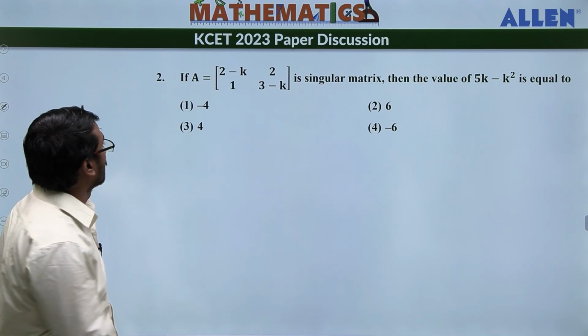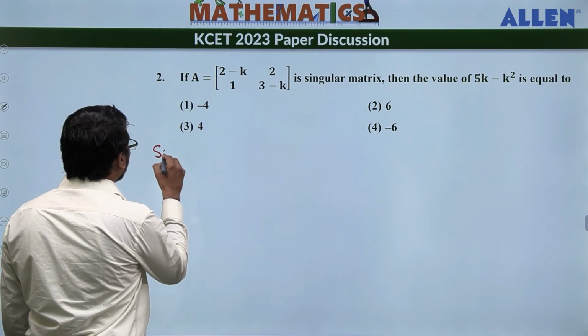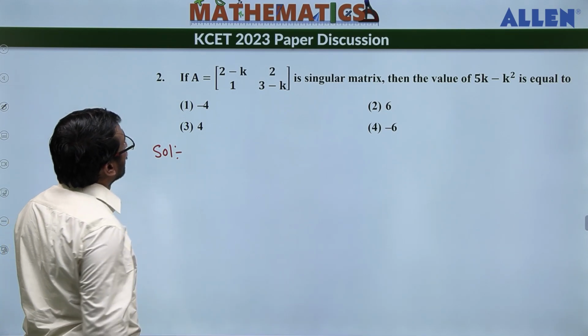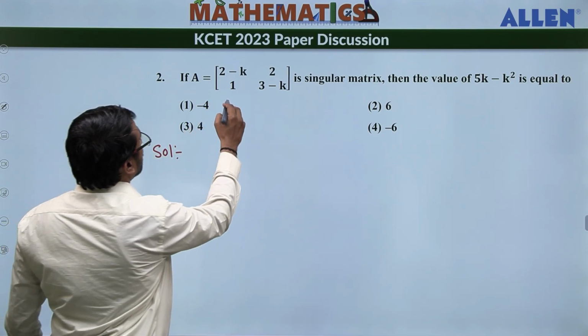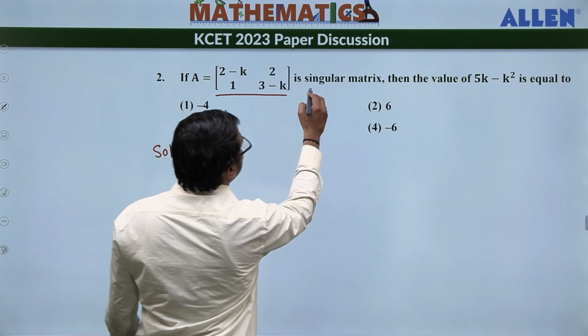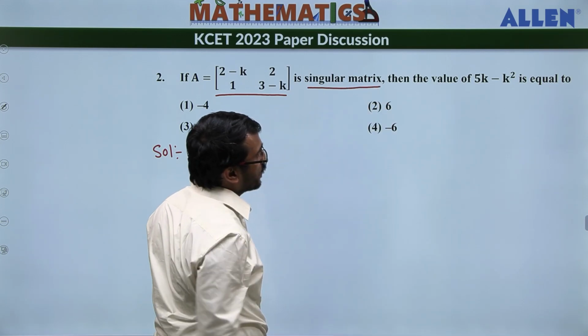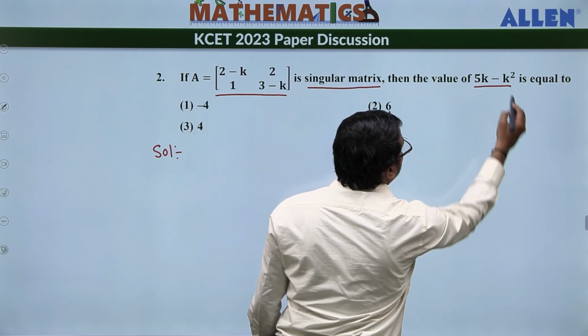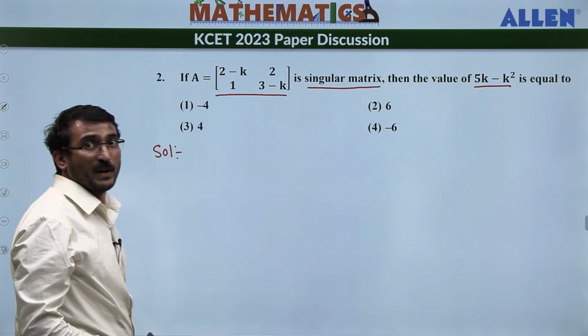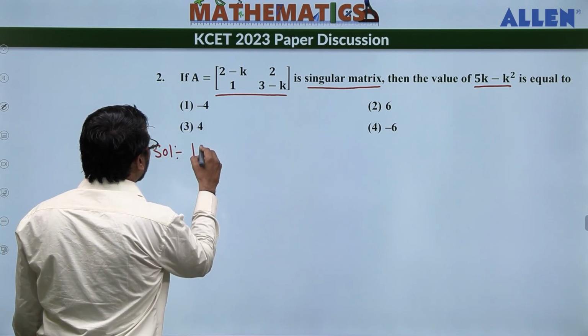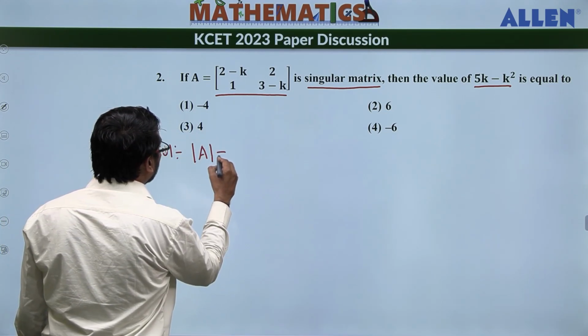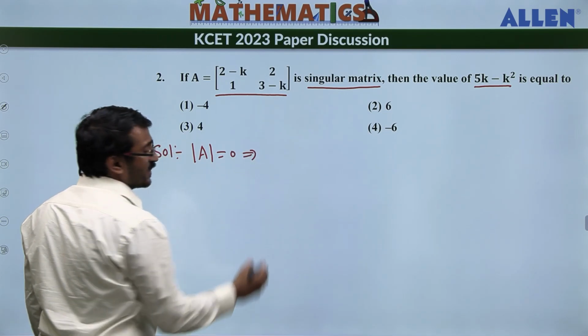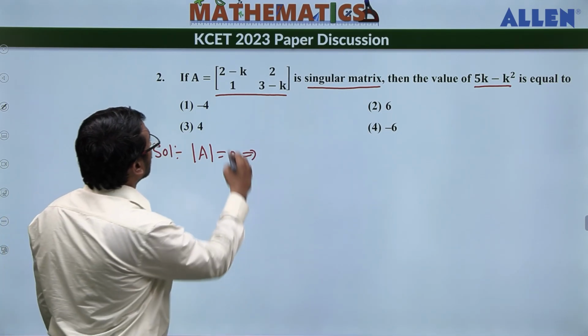This is the second question. A matrix A is singular. We have to find 5k minus k square. What is meant by singular matrix? Determinant of A is equal to 0. What is determinant of A?